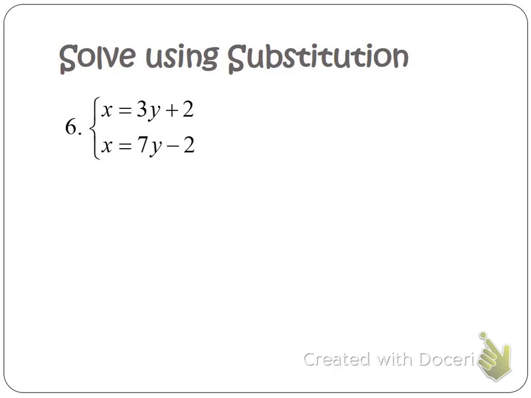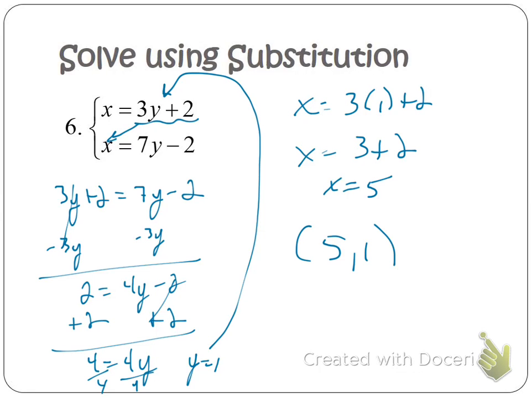Okay, there you go. Number 6, we're set up already. So go ahead and stop the video, use the substitution method, and start it back up and make sure you did it correctly. Okay, and there you go. There's your solution, 5 comma 1. You could, again, plug in 5 for x, 1 for y, and make sure it makes both equations true. It is going to.